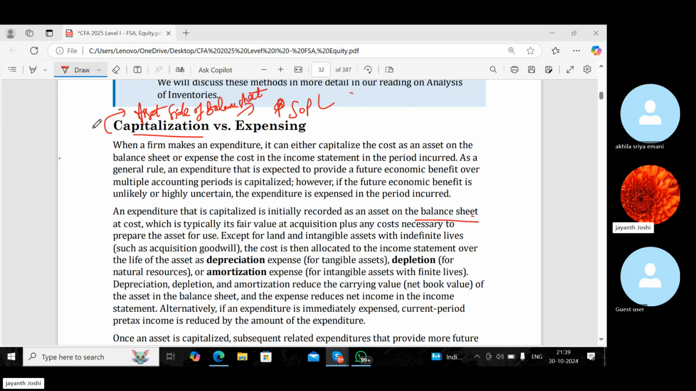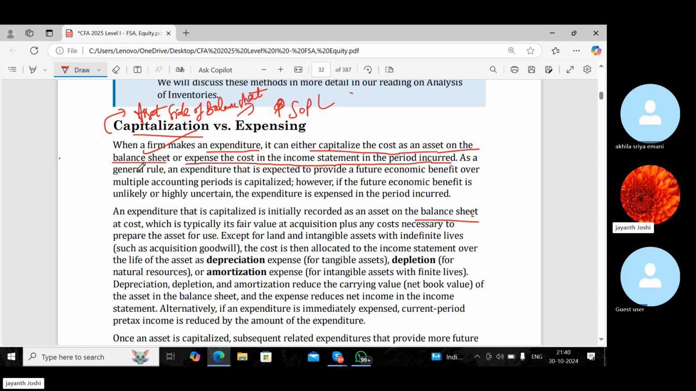So we'll read out some points. When a firm makes an expenditure, it can either capitalize the cost as an asset on the balance sheet or expense the cost in the income statement in the period incurred. With this, it is very clear for you to understand. Capitalizing is nothing but the process of recording the asset in the asset side of the balance sheet. So capitalize the cost of the asset on the asset side of the balance sheet, and expensing is nothing but writing it in the income statement.